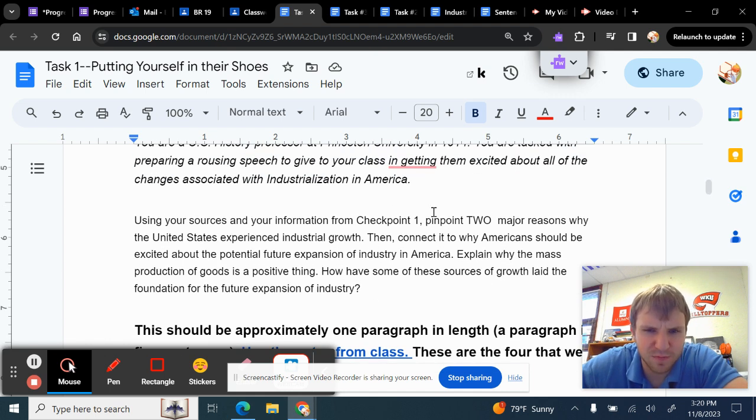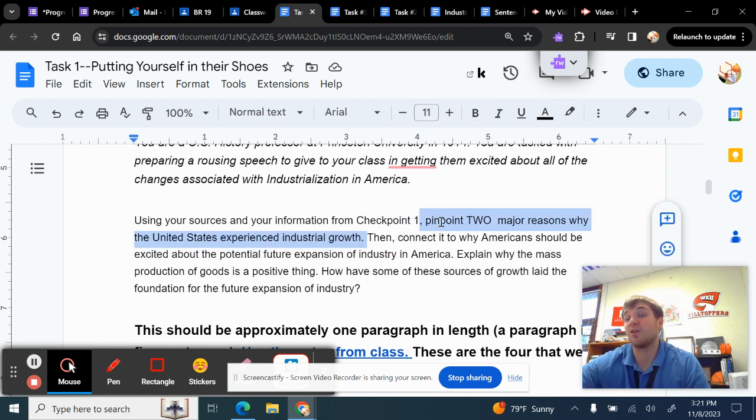So, using your source information from checkpoint one, pinpoint two major reasons why the United States experienced industrial growth. Okay, so you're giving a speech to class and you're typing it out, and you're basically going to talk about why the United States developed industrially like we did. So, you could talk about a number of things here. The shipment of goods that occurred because of the railroads. You could talk about more workers coming in through immigration. You could talk about the fact that the government passed policies that favored the businesses. All of these were factors that led to us having industrial growth and businesses doing very well.